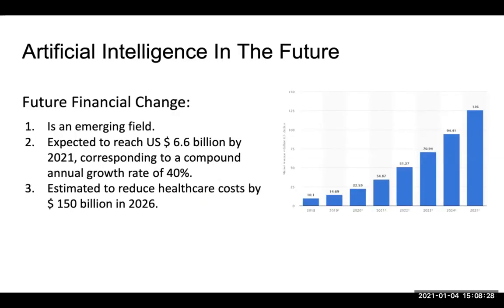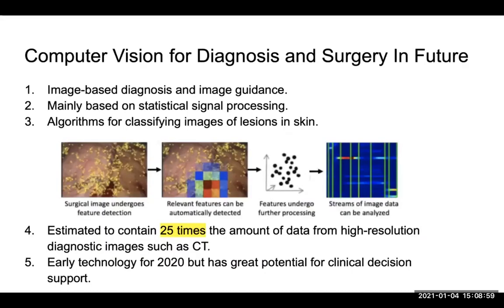Hi friends, I want to talk about the financial change in the future of artificial intelligence in healthcare. The associated healthcare market is expected to grow rapidly and reach 6.6 billion US dollars by 2021, corresponding to a 40% compound annual growth rate. Then I want to focus on two topics of the future of artificial intelligence. One of them is computer vision for diagnosis and surgery in the future.